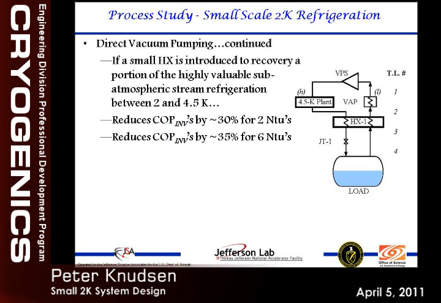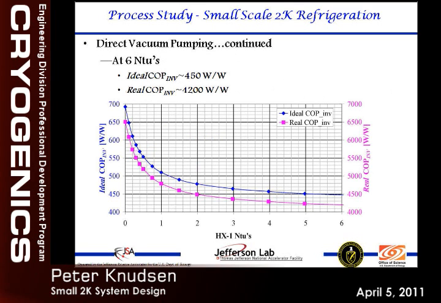I'll show you a graph on this other side here. This graph is the heat exchanger NTUs that I mentioned, and this is the COP inverse. The blue line is the ideal, and this magenta line is the real. So it has a very dramatic effect on improving your process performance. It's also worth noting that once you get past about 2 NTUs, most of your bang for your buck is right here. You get a little bit more out this way, but not a whole lot more.